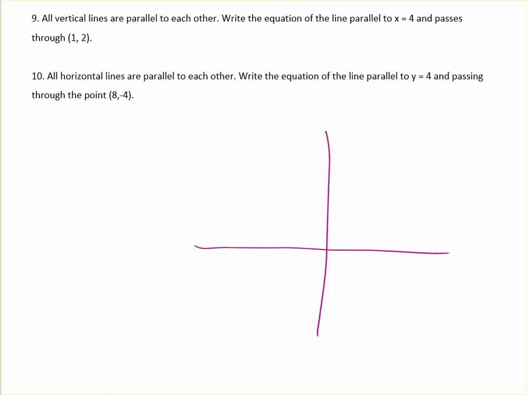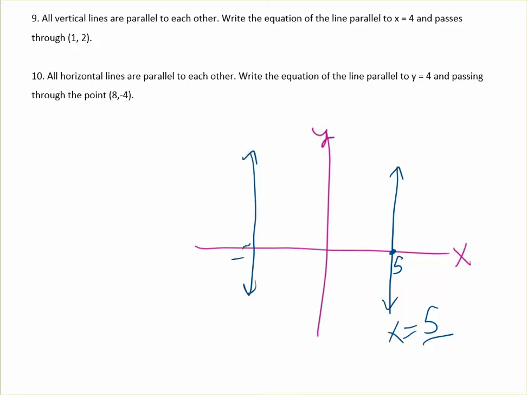So here's our xy coordinate system. Here's a vertical line. The equation of this vertical line is x equals whatever point it goes through on the x-axis. So this line would have the equation x equals 5. If I had a vertical line over here at negative 5, this equation would be x equals negative 5. You're told that you have a line parallel to x equals 4, so that's pretty close to this. There's the line x equals 4, and it passes through the point 1, 2.